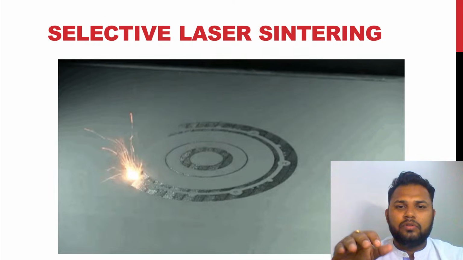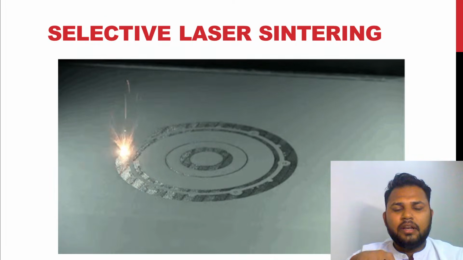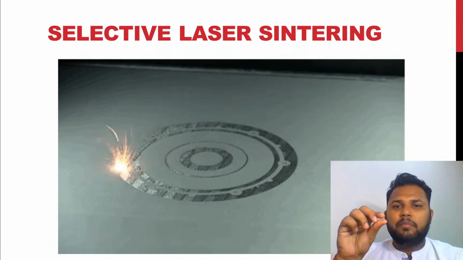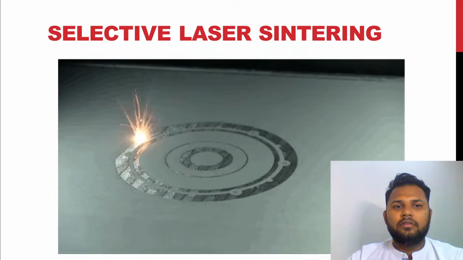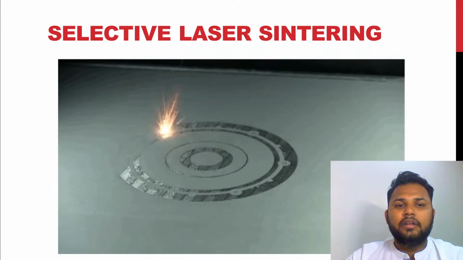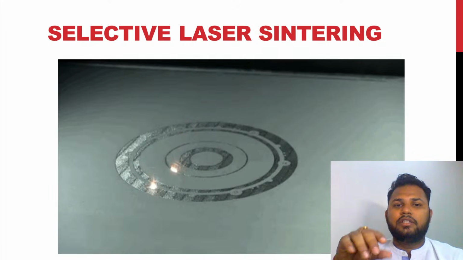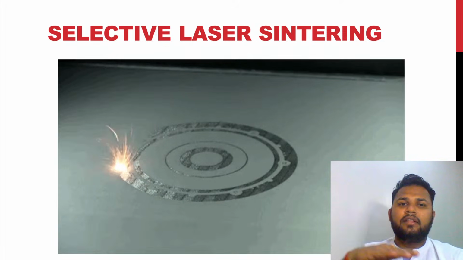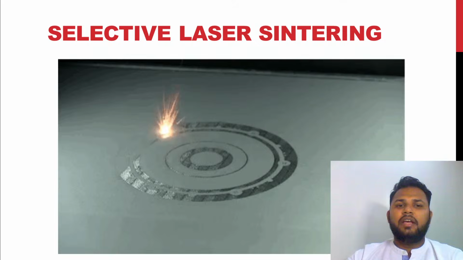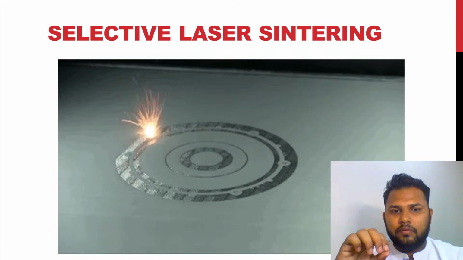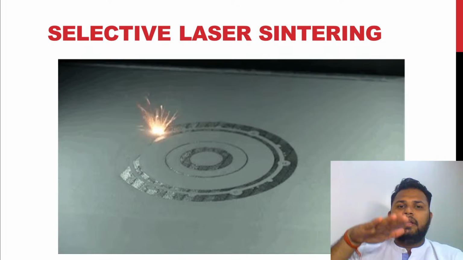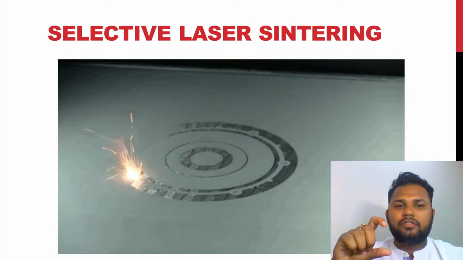This is a single layer, and the thickness of this layer might be 0.02 mm. You can just imagine how thin a layer it creates. Each layer is very thin, and after lots of layers are stacked, it creates a solid object.